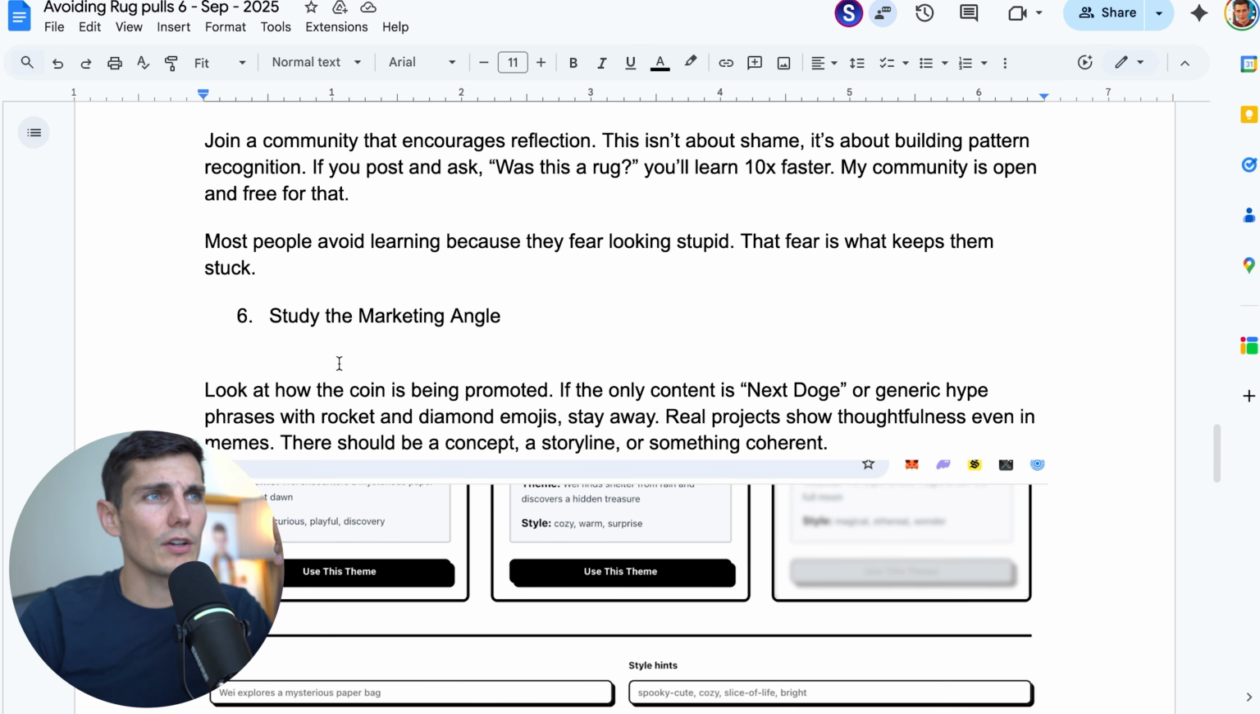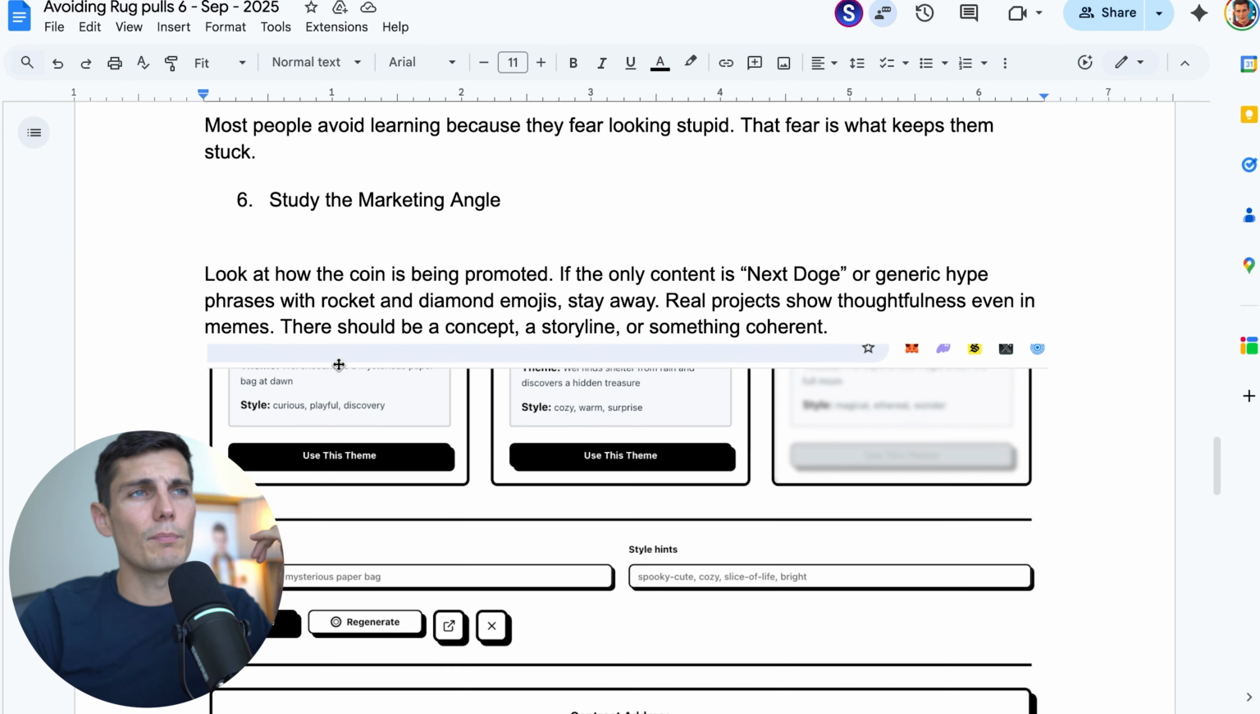And study the marketing angle. Look at the coin being promoted.